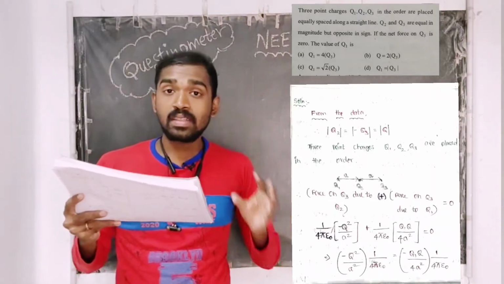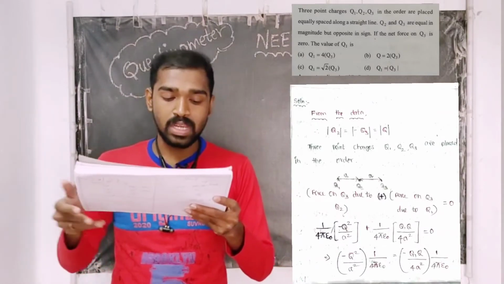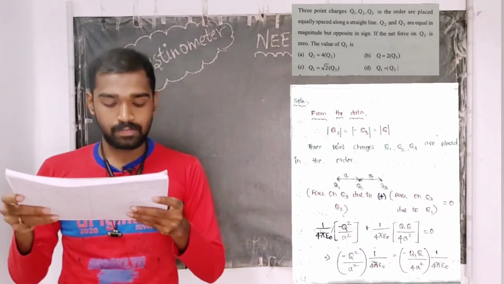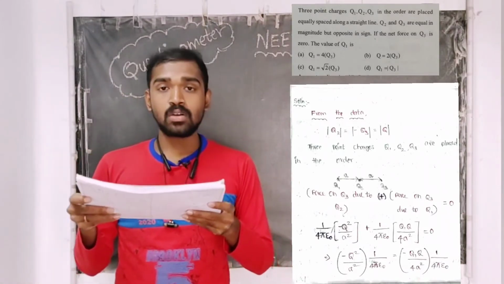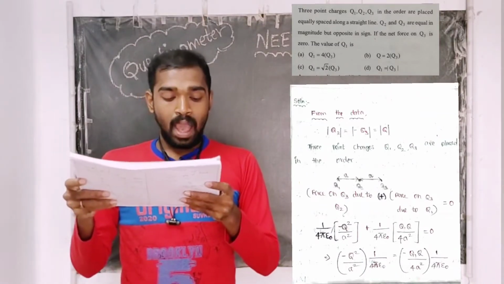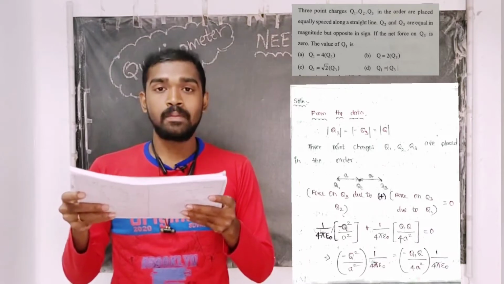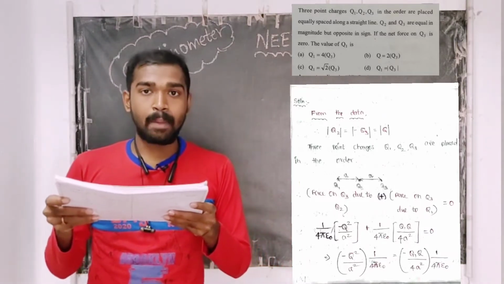So they have mentioned the net force on Q3 is 0. So by the way, I have put force on Q3 due to Q2 plus force on Q3 due to Q1 which is equal to 0. So according to the electrostatics formula, Coulomb's law of attraction, I have framed the formula 1 by 4 pi epsilon naught minus Q square by A square, because Q2 and Q3 are opposite sign but equal in magnitude.